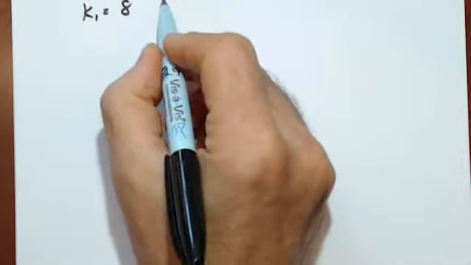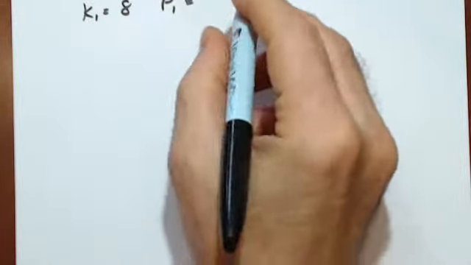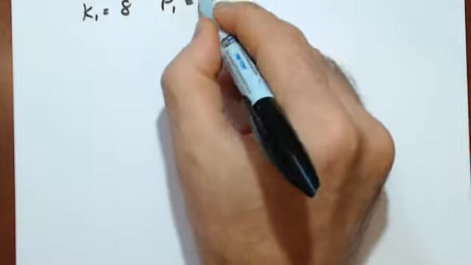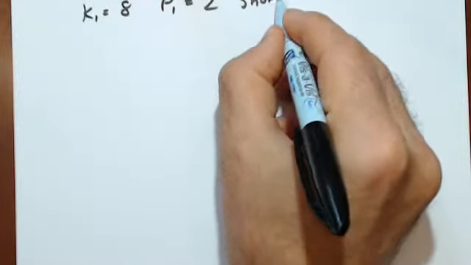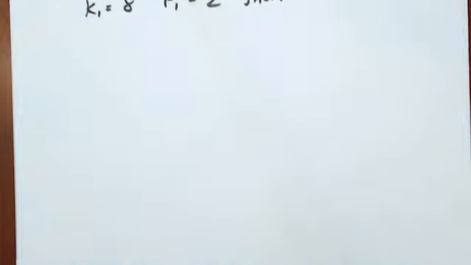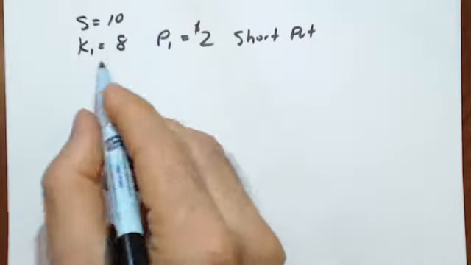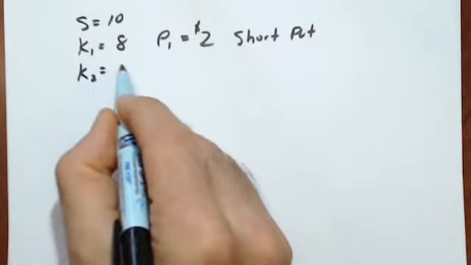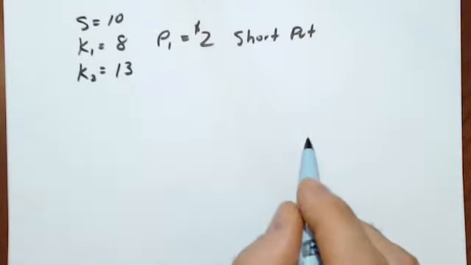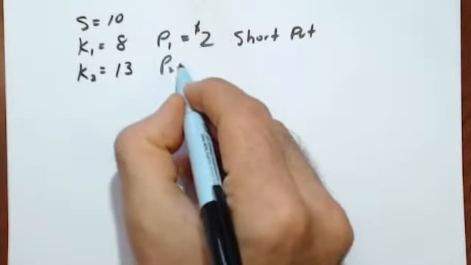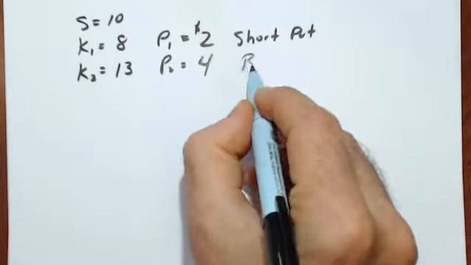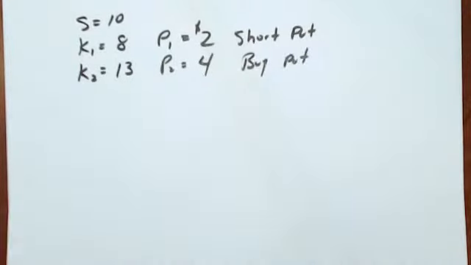So let's say stock price is at 10. Let's say K1 is $8, and the put price for this option is $2. And we're going to short it. In other words, we're going to short this put, sell this put. Okay? And we're also going to have another option with a strike of 13 and a price of 4, and we're going to buy this put.